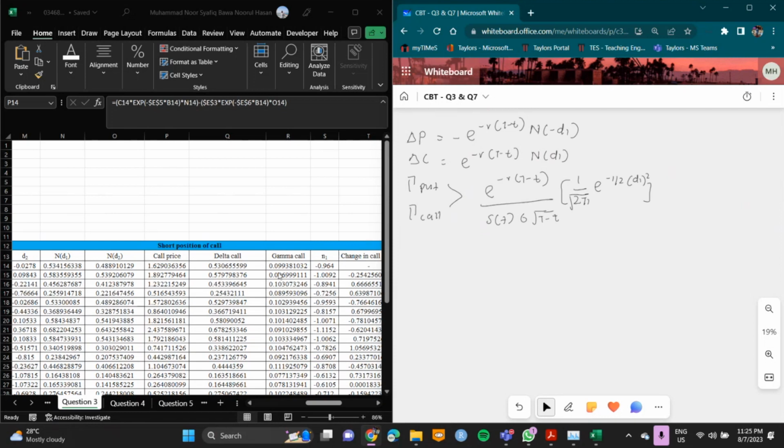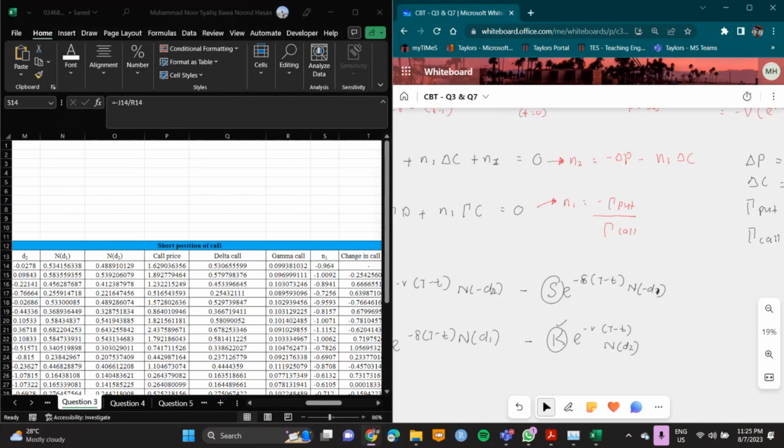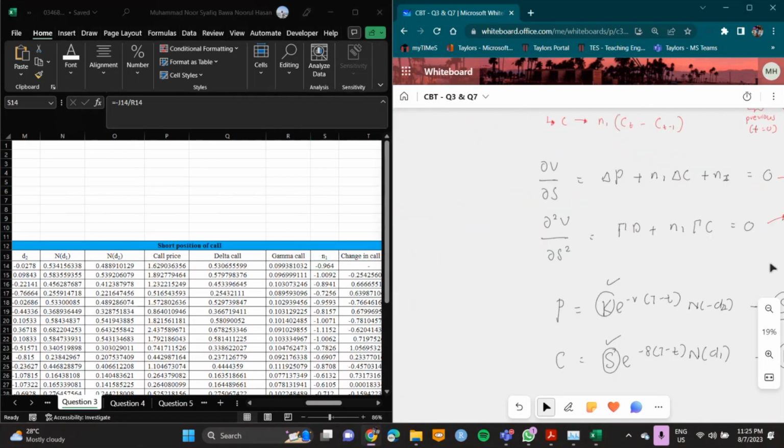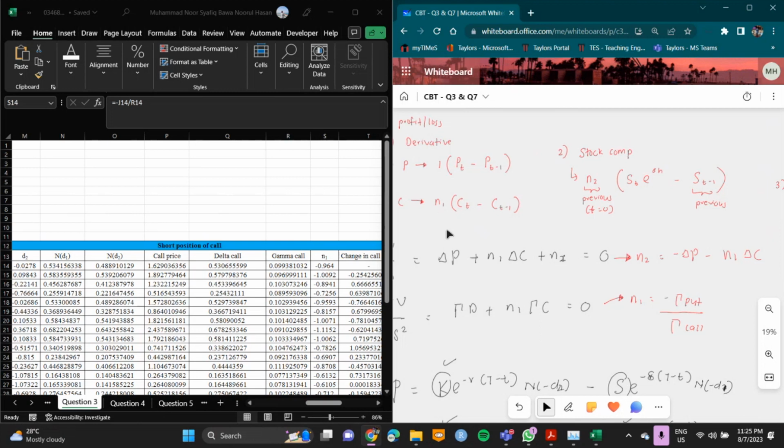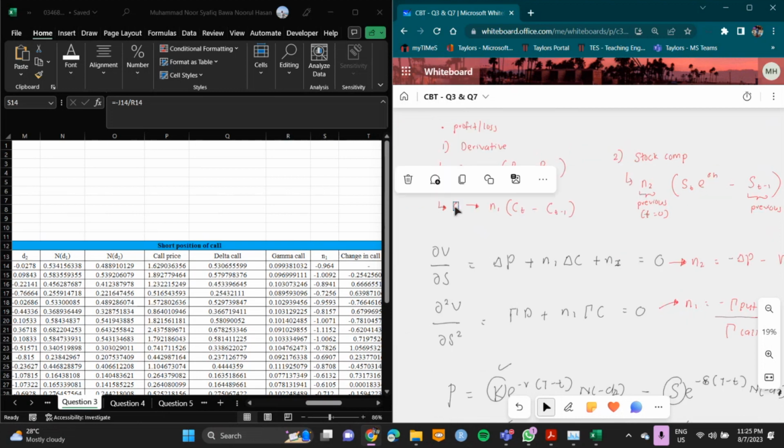Delta call and gamma call. And we drag for all the 27 days. And now we can find the derivative component for the call by finding the change in call, which needs the N1. The N1 formula I have mentioned is the negative gamma put over gamma call.